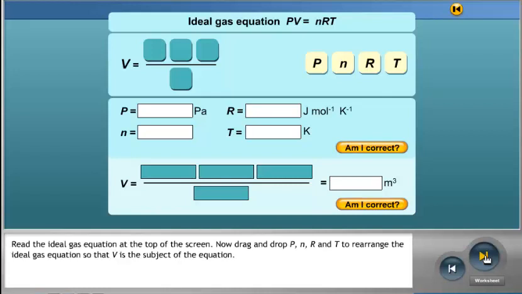Read the ideal gas equation at the top of the screen. Now drag and drop P, N, R and T to rearrange the ideal gas equation so that V is the subject of the equation.